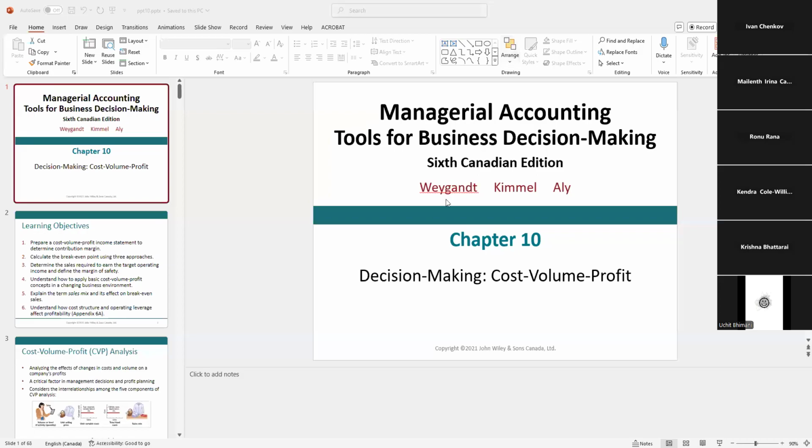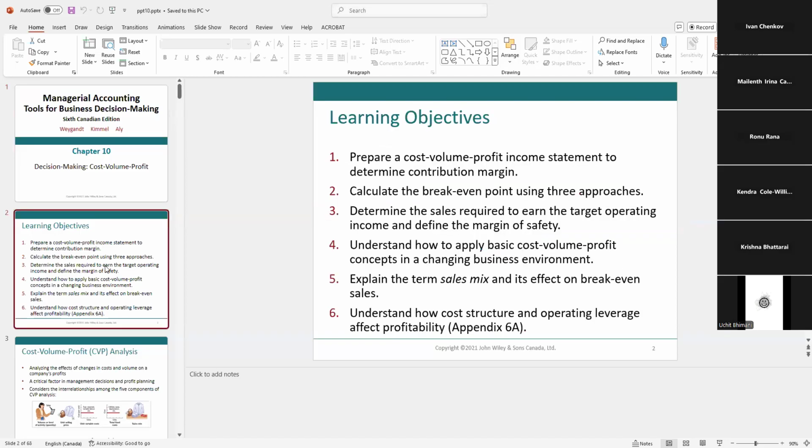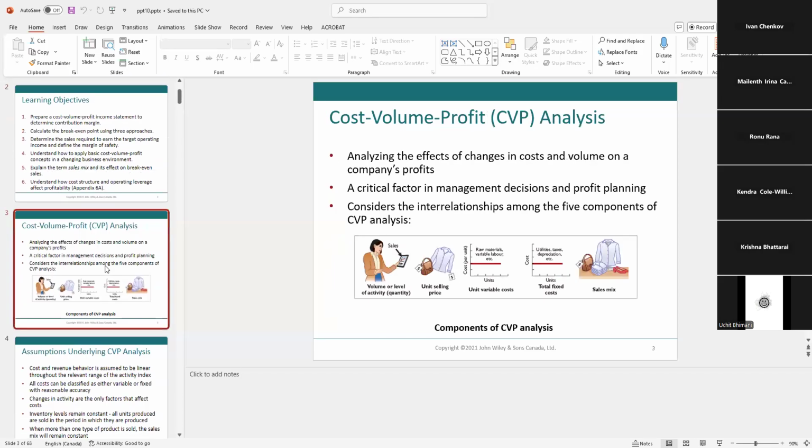Now, this chapter will help you with decision making in terms of how to identify the costs, how to use the costs, how to use the volume, and how this is going to affect your profit. The technique is called cost volume profit analysis. And obviously, you have to prepare this cost volume profit income statement so we can determine the contribution margin. And then we have to calculate the break-even point. And then we have to do some other stuff we're going to see today about.